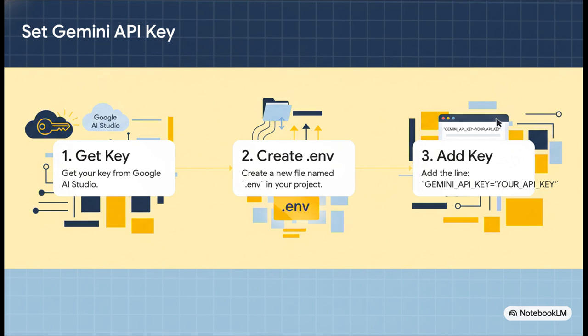First, you've got to get a Gemini API key. You can get one for free from Google AI Studio. Second, right inside your project folder, create a brand new file and name it .env. Yep, that's a period at the beginning. And third, you just add your key into that file. Now, this is a really important security step. By putting your key in this separate file, you make sure you don't accidentally check it into GitHub or something. It keeps your secrets safe.